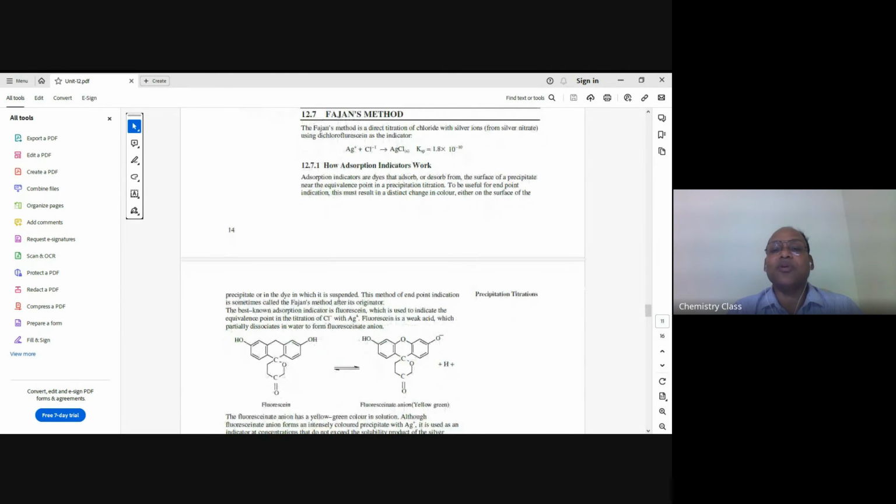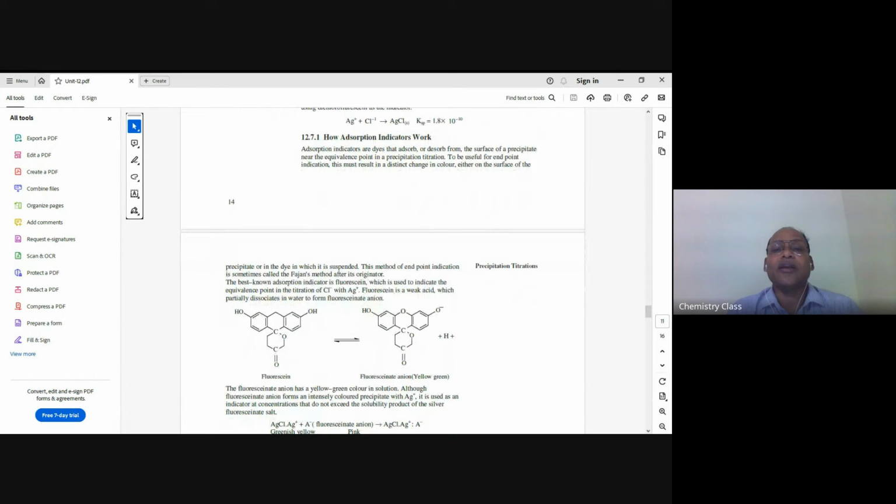How does the adsorption indicator work? Adsorption indicators are dyes that adsorb or desorb from the surface of the precipitate near the equivalence point of a precipitation titration, to be useful for end point indication. This must result in a distinct change in color either on the surface of the precipitate or in the solution of the dye in which it is suspended.